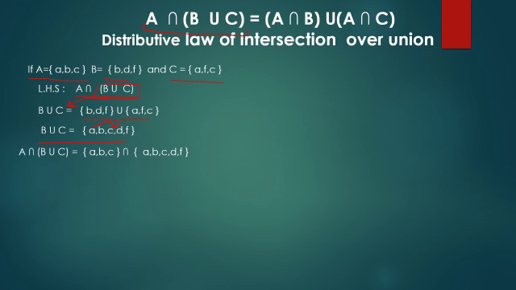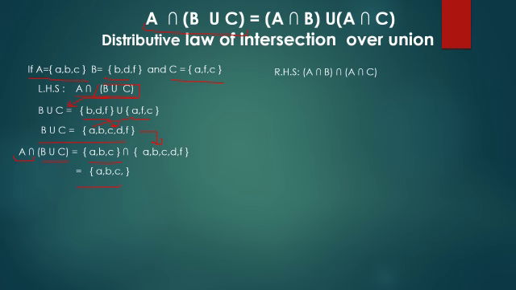Now we take intersection with this resultant set with set A. Write the set A, B, C, sign of intersection, and the resultant set B union C. And its intersection means common elements, and common elements are A, B, and C. This is the resultant set of left hand side.